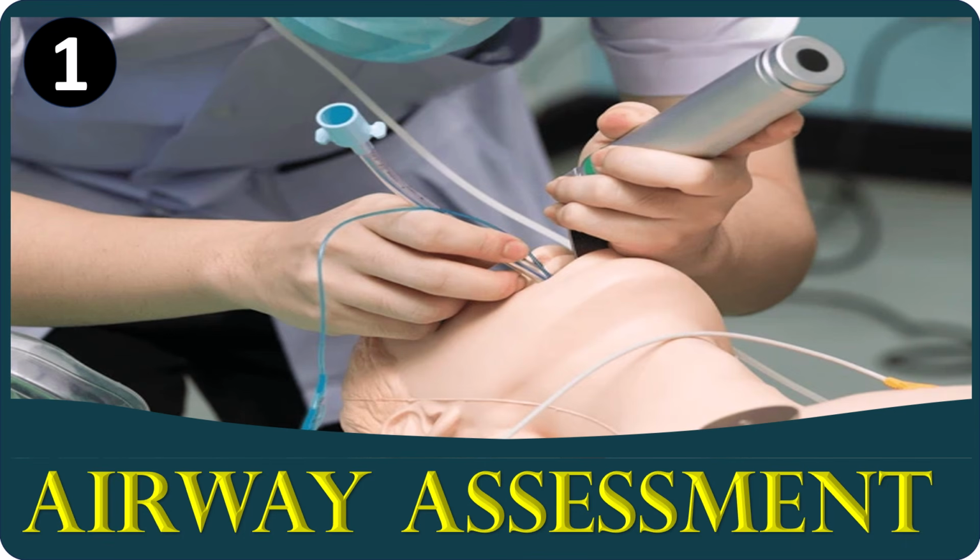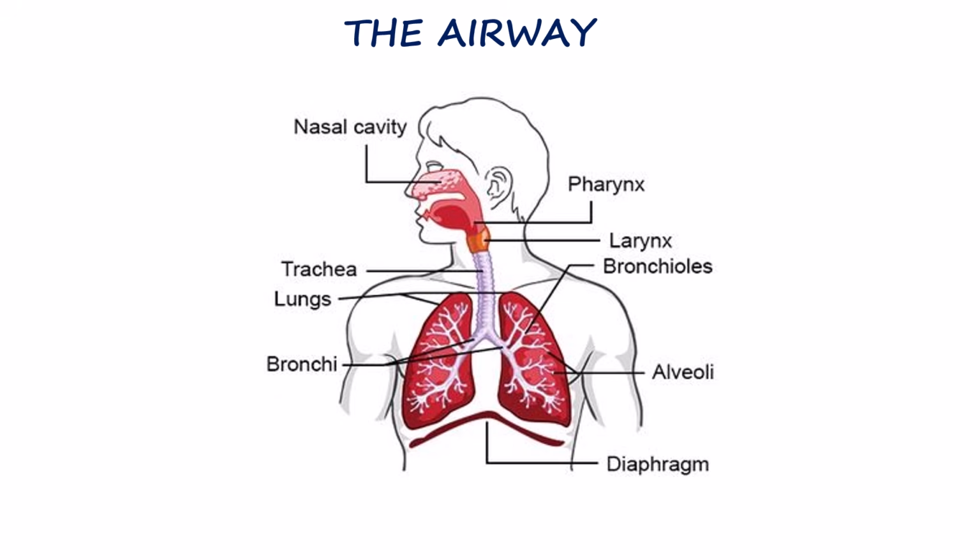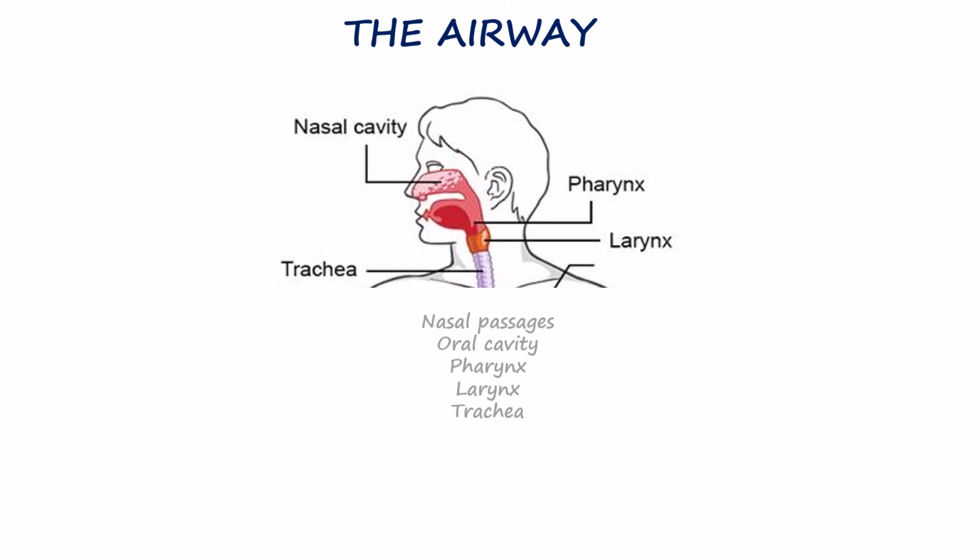Hello everyone, in this video we're going to talk about airway assessment, an essential step we must always perform before intubating any patient. Before we manage the airway, we need to understand what it is. The airway is the pathway that carries air from the nose and mouth down to the lungs, including the nasal passages, oral cavity, pharynx, larynx, and trachea. If it isn't clear, gas exchange can't occur properly, and serious problems can develop quickly. Any issue along this path, whether structural or functional, can affect breathing and oxygen delivery, which is why assessing the airway first is so important.